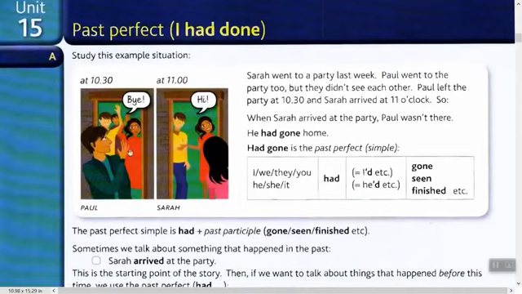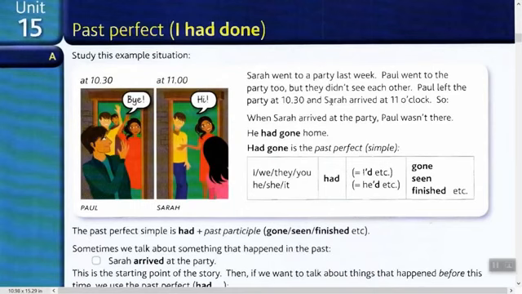You see these two pictures, Paul and Sarah. Okay, Sarah went to a party last week. You see here, past simple tense, in the past. Sarah went to a party last week. Okay, Paul went to the party too. الاثنيناتهم راحوا لمن؟ للبارتي. Both of them went to the party. Sarah went to the party last week and Paul went to the party too. But they didn't see each other. They didn't see each other. Both of them went to the party, but they didn't see each other.